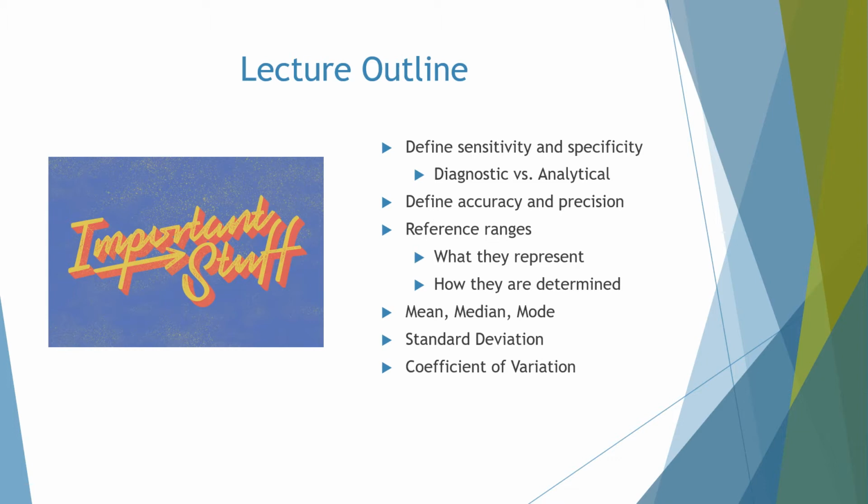Sensitivity and specificity, along with accuracy and precision, are test characteristics that are important to QC and quality assurance. They can help determine which test methodology is best for your lab. So they're included in this lecture for their pertinence to quality control.